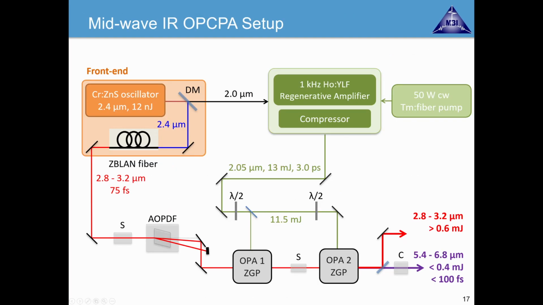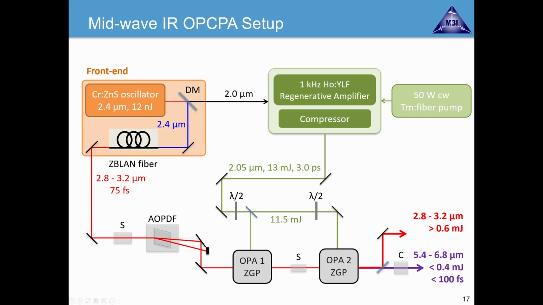Okay, so let's come to the setup. We have here our front end with the chrome zinc sulfide oscillator at 2.4 micrometer. We have our dichroic mirror, which splits into 2 parts: the 2 micrometer part, which is used for the regenerative amplifier, and the remaining part, which is sent into the Ziebelin fiber, which creates our tunable signal with roughly 75 femtoseconds.